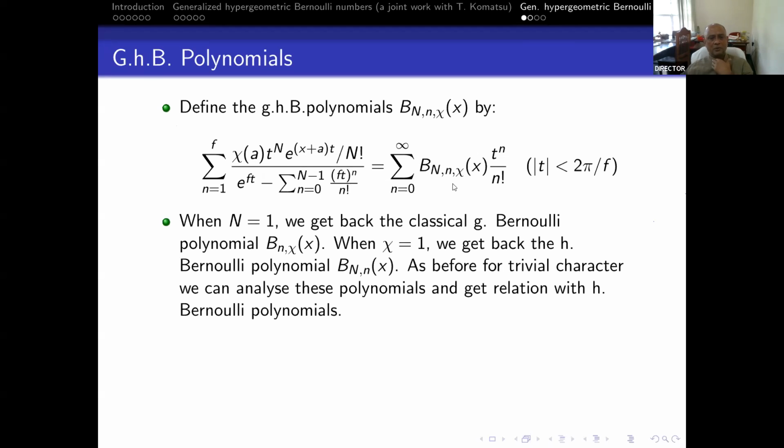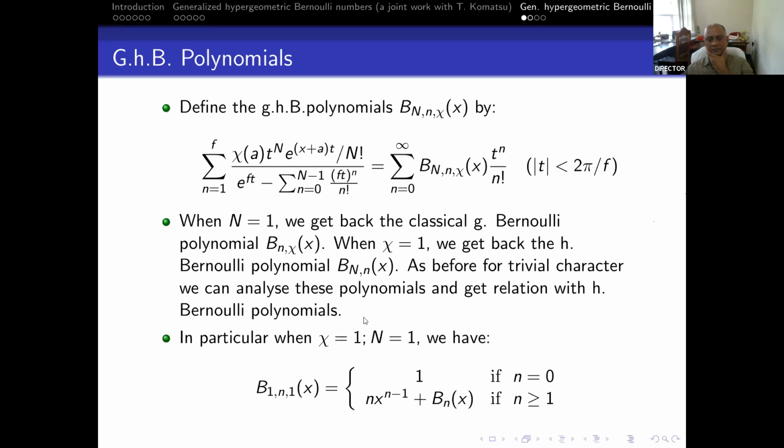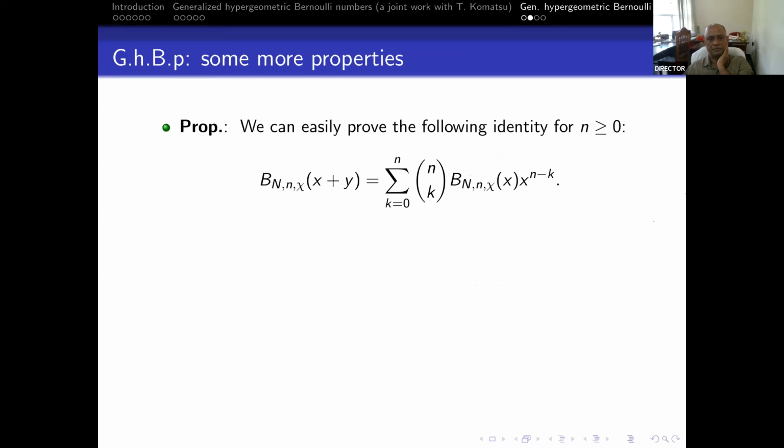And as usual, if you take N equal to 1, you get back the generalized Bernoulli polynomials. If you take χ equal to 1, you get back the hypergeometric ones. So this is a generalization from both sides. If you take χ equal to 1 and N equal to 1, you get back the classical Bernoulli numbers, as you had seen in the previous case for hypergeometric Bernoulli numbers. And if you put χ equal to 1 and N equal to 1 in the definition, you get back the classical Bernoulli polynomials. So the generalization is perfectly fine, and we can have this nice property which will give us a nice corollary.